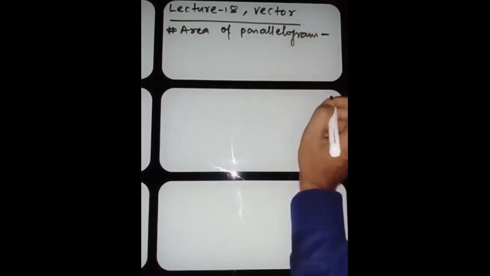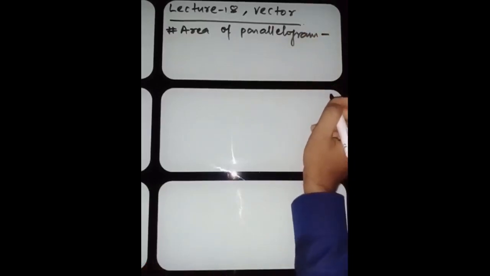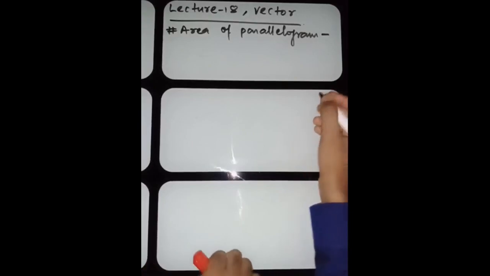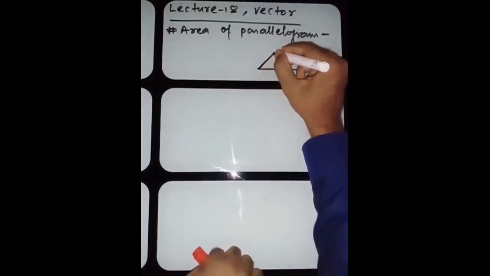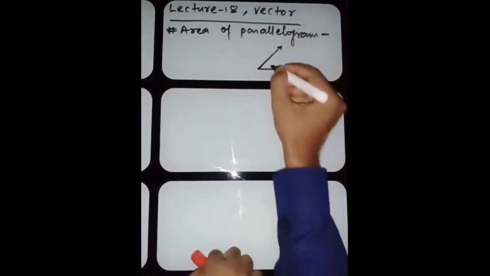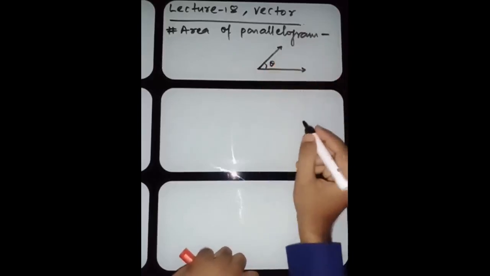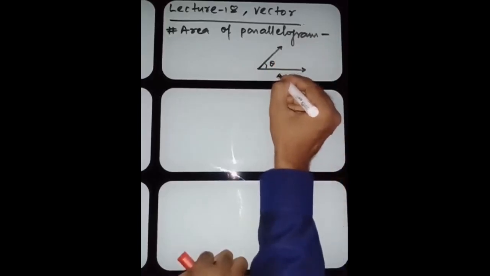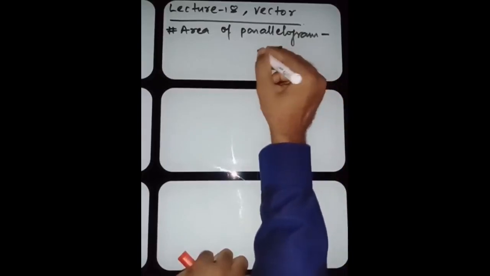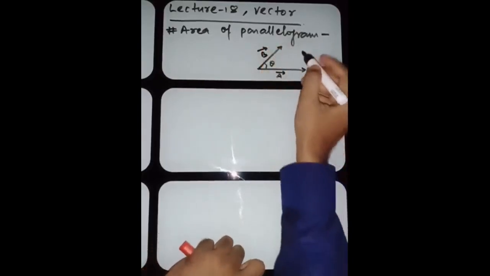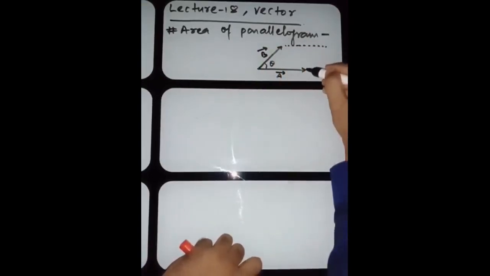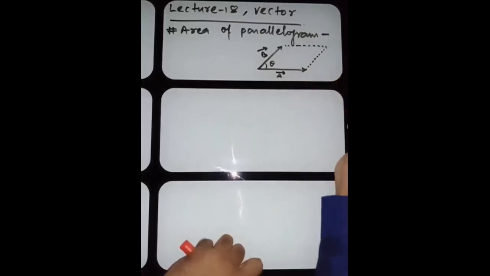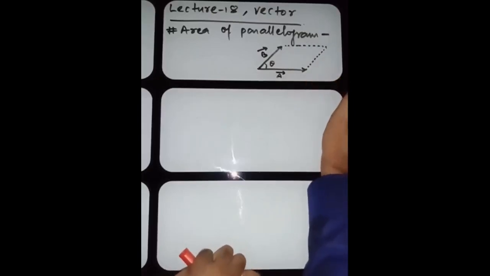Now suppose you have been given two vectors to form a parallelogram. You have been given two vectors to form a parallelogram in this way. One vector, and this one is another vector. If theta is the angle between vector A and vector B, how will you form the parallelogram? You will draw a parallel line from here, parallel to this one, and a parallel line from here, parallel to this one. Now this becomes a parallelogram.